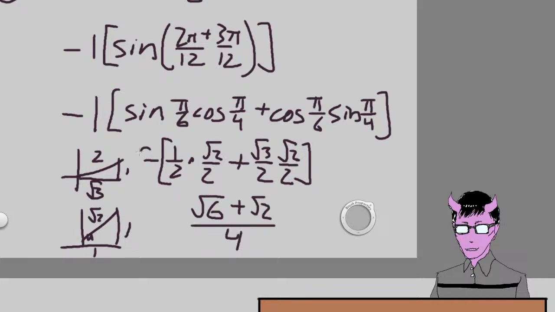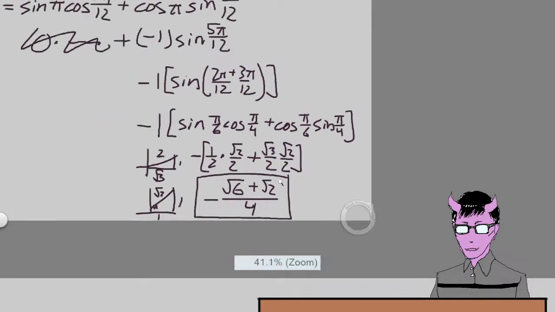Common denominator 4. Don't forget to copy paste the negative. And then there we go. That one is also correct. Alright.